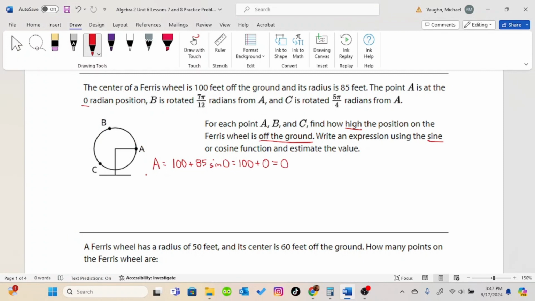And if you think about this, remember, sine is your y distance. Well, if I'm over here at A, then I have an x value, but I'm on the x-axis, so my y value is 0. So we're not actually adding any height to the center.